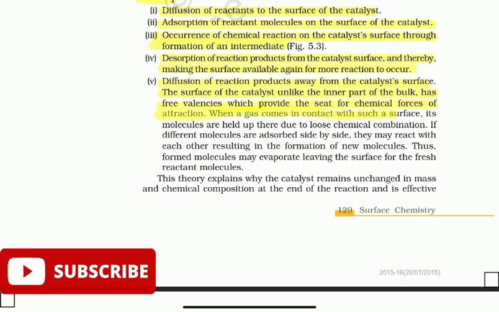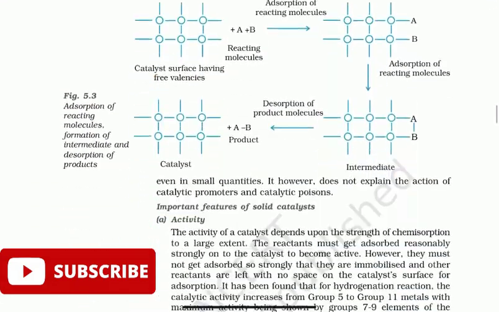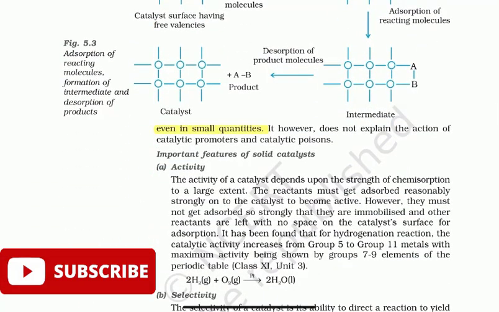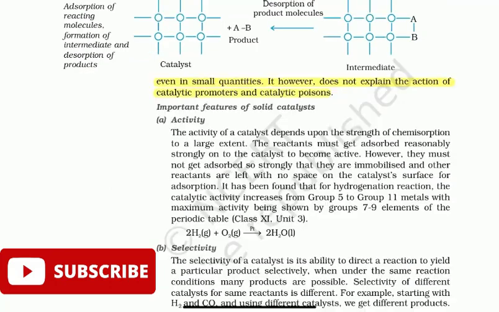When a gas comes in contact with such a surface, its molecules are held up there due to loose chemical combination. If different molecules are adsorbed side by side, they may react with each other, resulting in the formation of new molecules. Thus formed molecules may evaporate, leaving the surface for the fresh reactant molecules. This theory explains why the catalyst remains unchanged in mass and chemical composition at the end of reaction and is effective even in small quantities. It, however, does not explain the action of catalytic promoters and catalytic poisons.